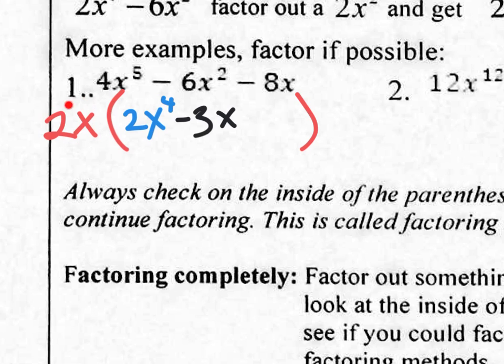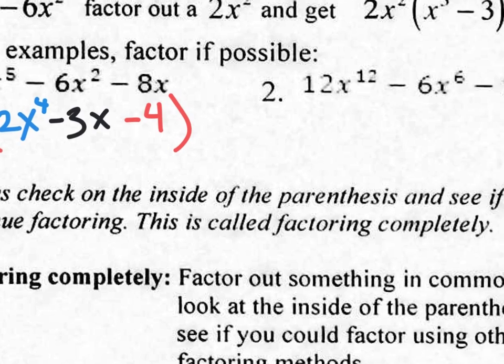And last but not least, 2x times what will get us back to this negative 8x? Well, that'll be a negative 4, and that's it, because 2x times negative 4 will get us the negative 8x. If you put an x right here, that would be wrong, because x times x will get you x squared, and that's definitely not an x squared, it's just an x.